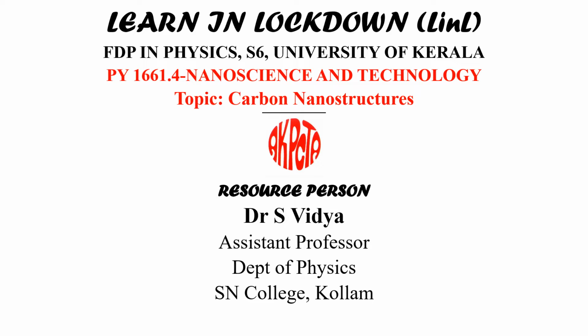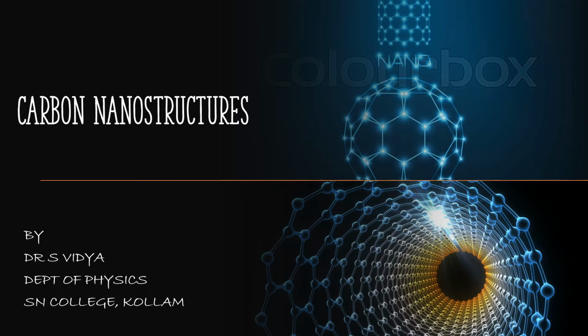I am dealing with the topic carbon nanostructures from the paper Nanoscience and Technology. Carbon nanostructure consists of various low-dimensional allotropic forms of carbon including carbon black, carbon nanotubes, fullerenes, graphenes, carbon fibers, etc. In this lecture, we are going to discuss about carbon nanotubes and fullerenes.